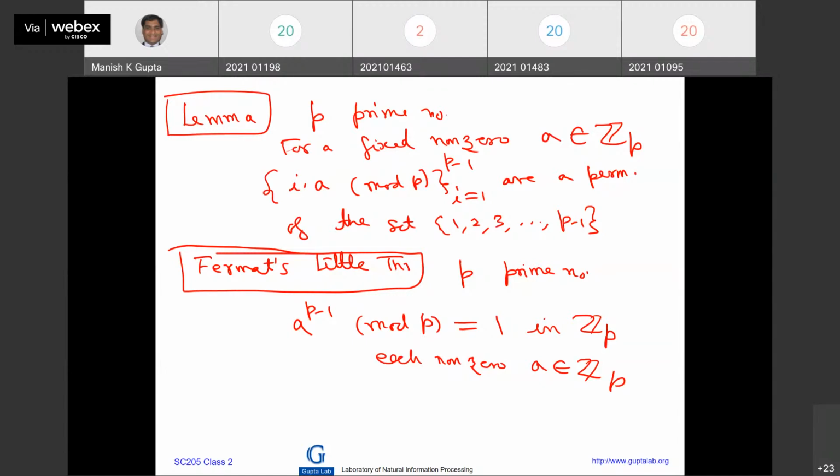So a raised to power p minus 1 mod p is 1 in Zp for each non-zero a in Zp. We take any non-zero element in Zp, an integer modulo p, raise it to power p minus 1, reduce it modulo p, and you will get 1. Beautiful theorem, right? So we can try to prove it.